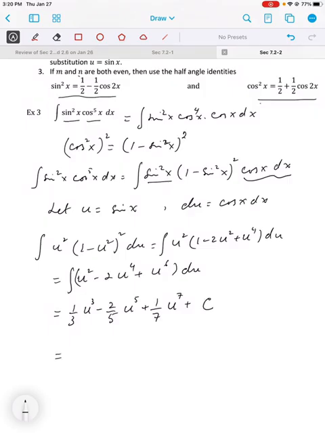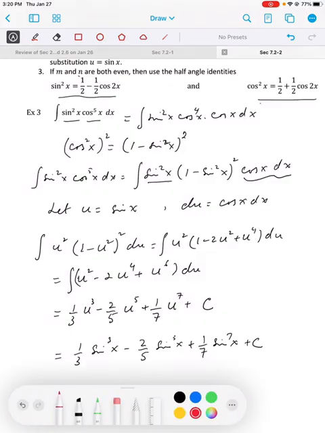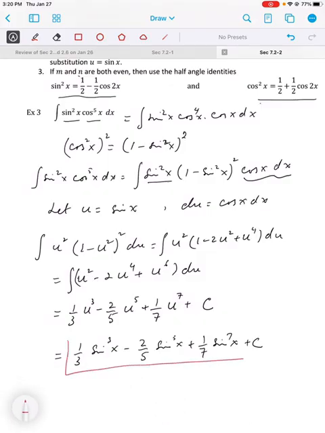And then now put the u back in terms of x. So we have 1 over 3 sine cubed x minus 2 over 5 sine to the 5th x plus 1 over 7 sine to the 7th x plus C. So that is the antiderivative.